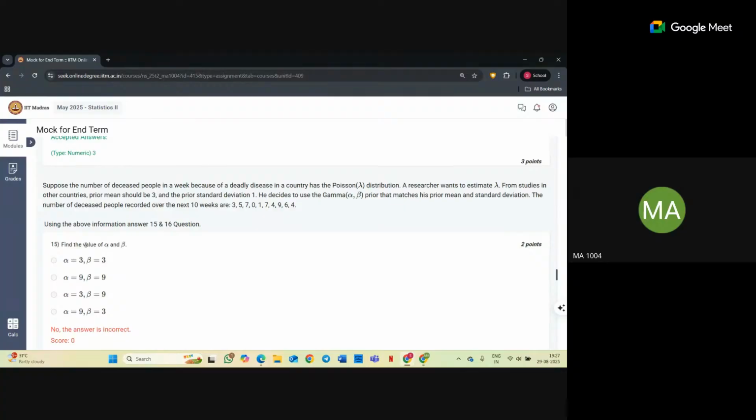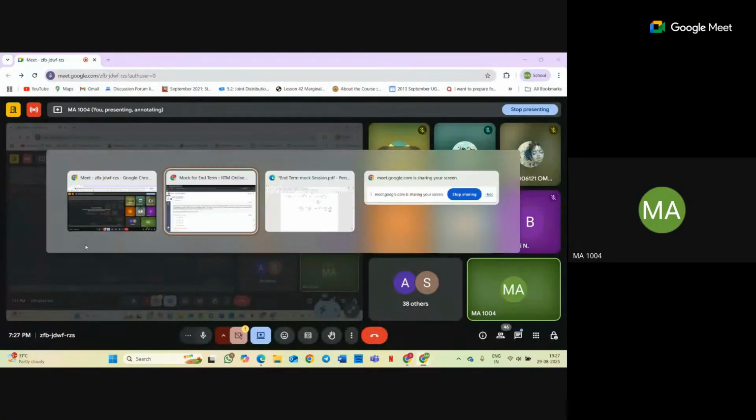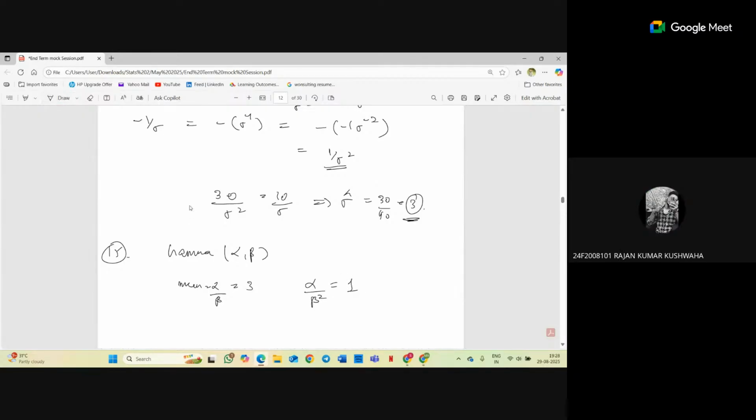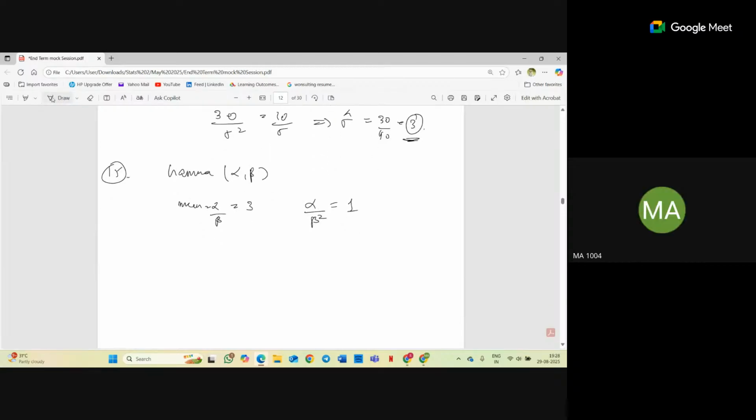So prior mean is 3 and standard deviation is 1. Now, for gamma distribution with parameters alpha comma beta, what is my mean? Alpha by beta. And this value is coming out to be 3, right? And what is the standard deviation? Root of alpha by beta square. So let's suppose the variance; the standard deviation is 1, so my variance will be equal to 1 also. So my alpha by beta is 3 and alpha by beta square is equal to 1.